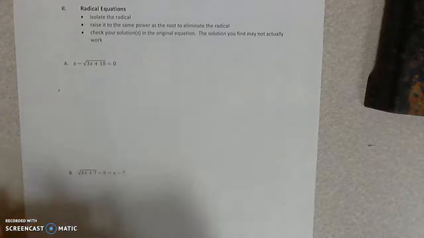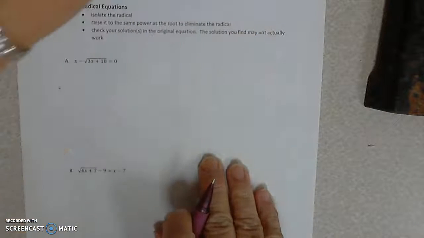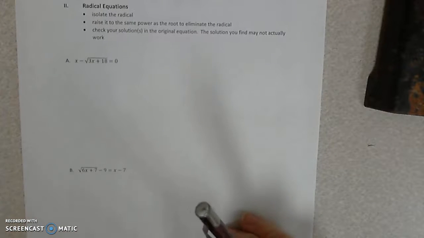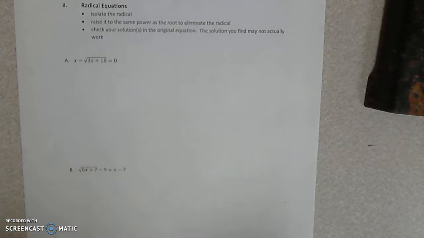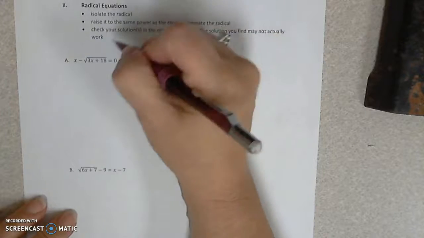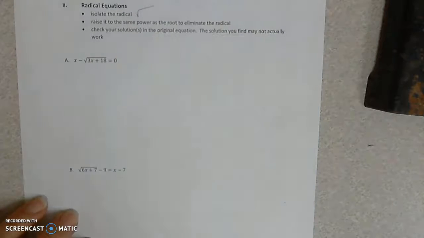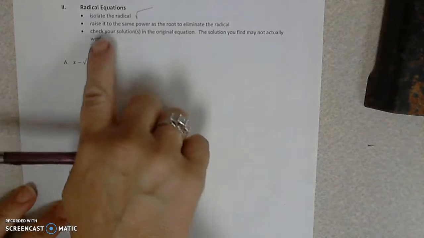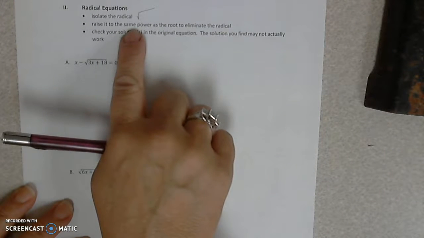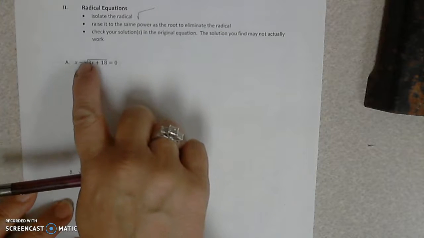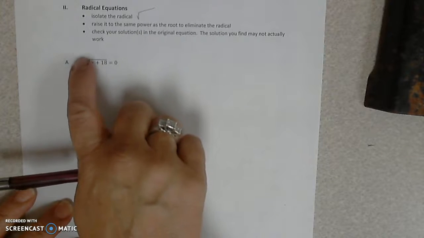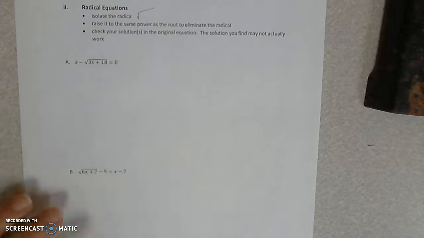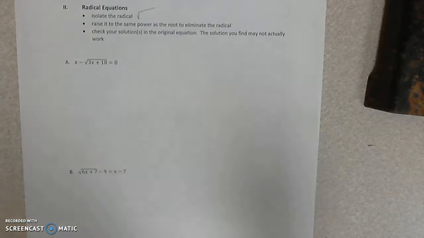Okay, so now we're on to radical equations. This is our second type of equation in 1.6. There are some three easy steps. Isolate the radical first. I hope you know the radical is that square root sign. We're going to isolate that, so then we'll raise it to the same power as the root. So this is a square root, so we would raise it to the second power, and that will eliminate the radical.